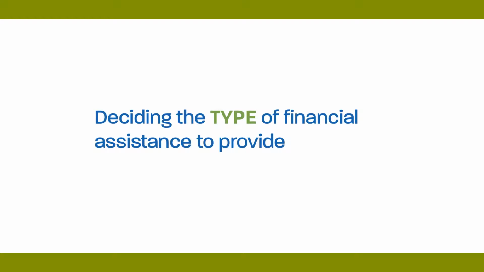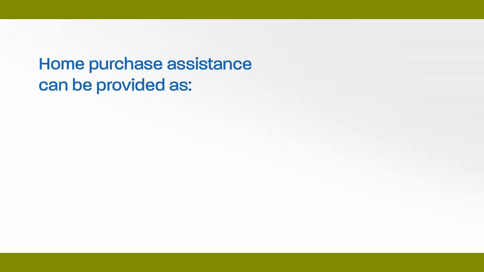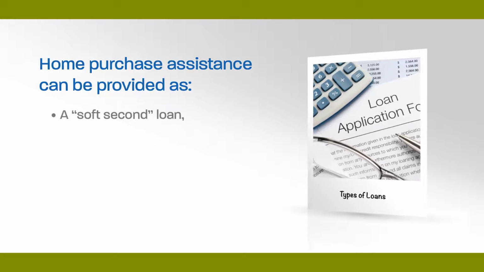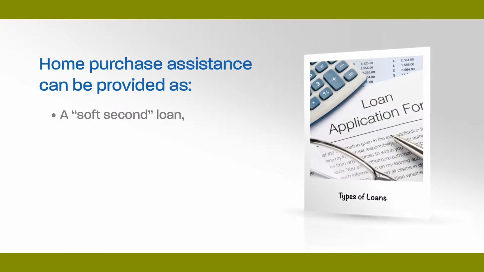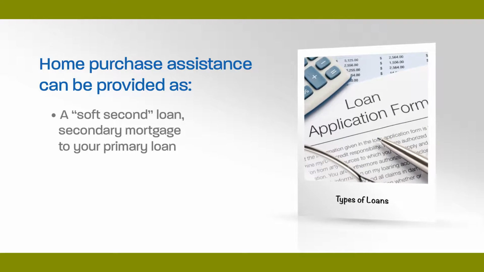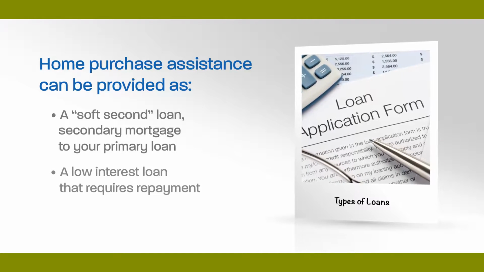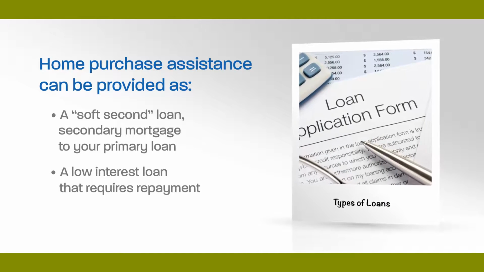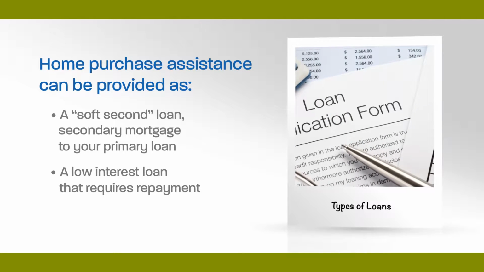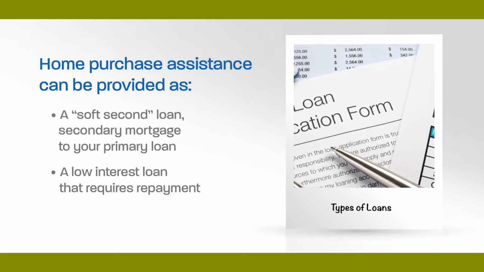CDBG assistance might take the form of grants, loans, or other financing mechanisms. Home purchase assistance to the homebuyer is often provided in the form of a soft second loan. This is a mortgage loan that is secondary to the primary mortgage and doesn't require repayment except under certain conditions. It can also be a low-interest loan that requires repayment. Some grantees distinguish between the amount of assistance provided to low-income and very low-income buyers.